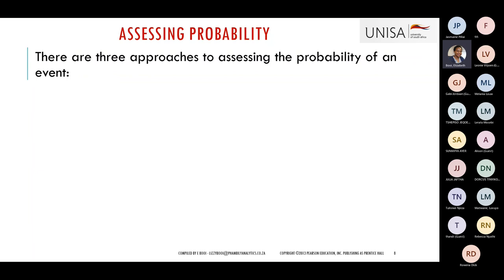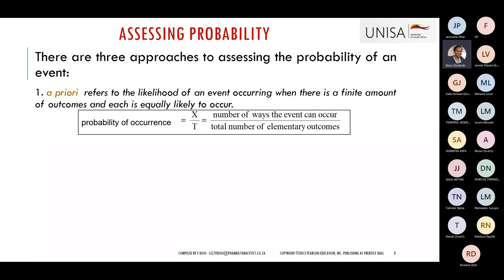So there are three ways that we assess probabilities. Other than knowing that we have an impossible event and a possible, uncertain event, there are three approaches for us to assess the probability of an event happening. The first one is called a priori, which refers to the chance or the likelihood of an event happening when there is a finite amount of outcomes, and each and every outcome has the likelihood of occurring. And that is the normal probability that we use.